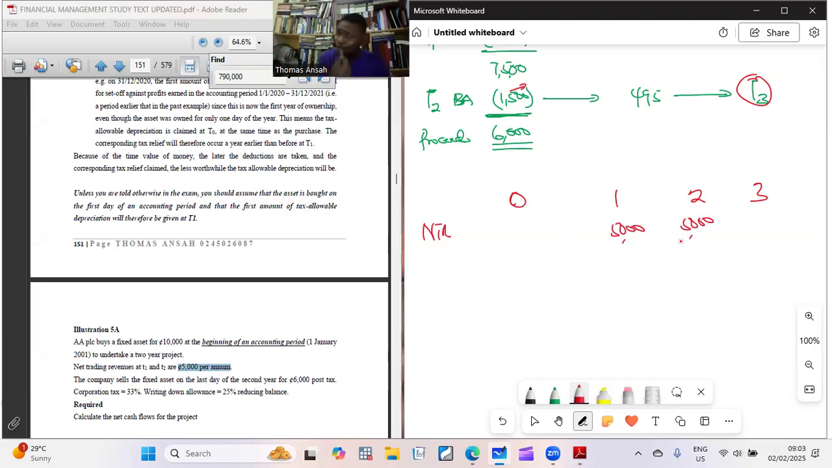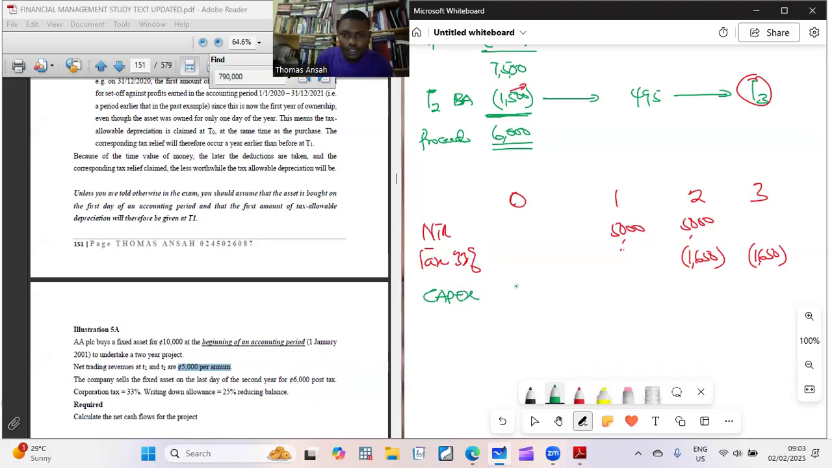That is it. But immediately you get profit, you must tax. So tax, and the tax rate is 33%. So this guy will pay tax. So 0.33 of the 5,000, that is 1,650. Tax is paid in arrears unless the question says otherwise. So this one too, I guess it's the same, 1,650, the same amount. This is it. Then you come with your capex.